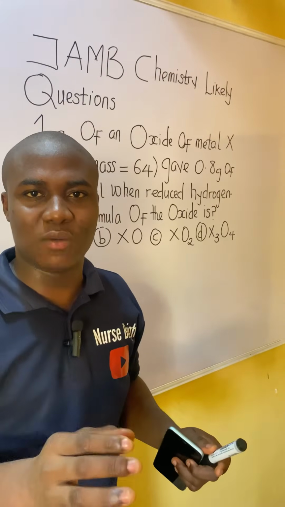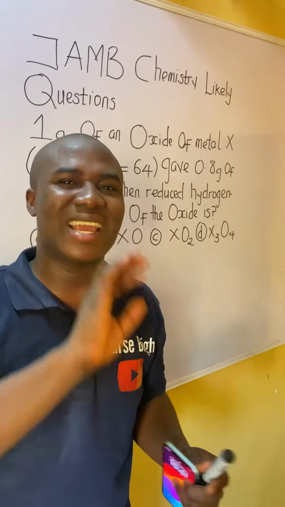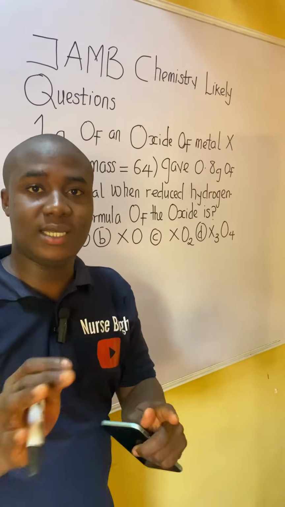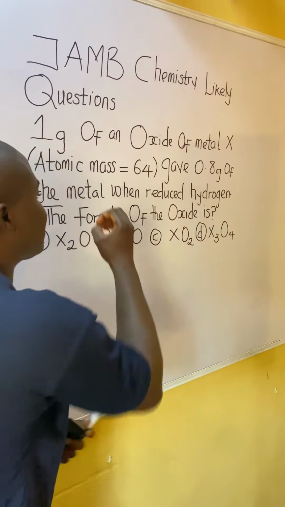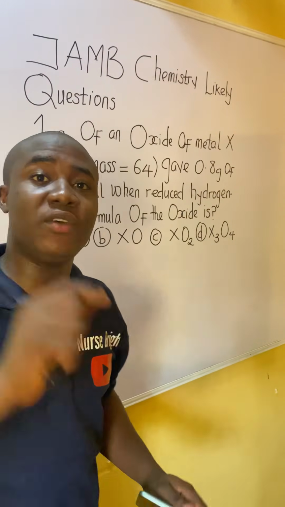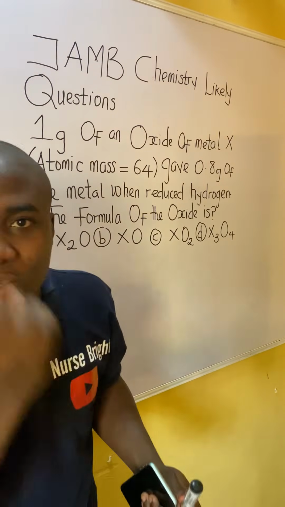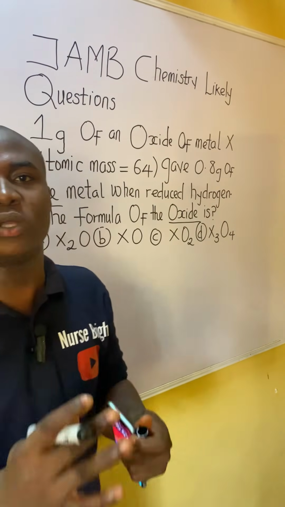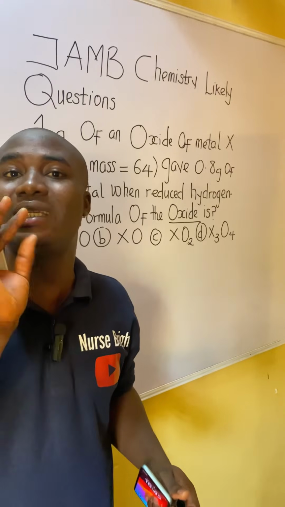So how do we solve this question? This question is extremely easy. Just listen carefully. You can see that the question is asking us for a formula. We'll come to that. But specifically the formula of an oxide. So this word in this question is very important for us to understand.